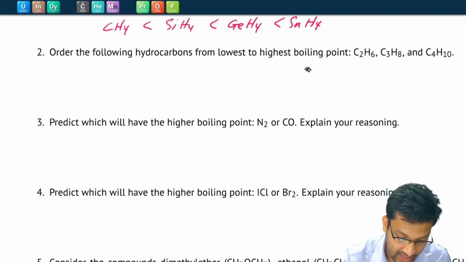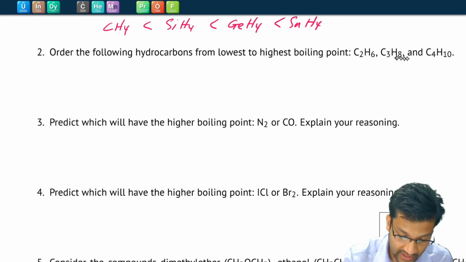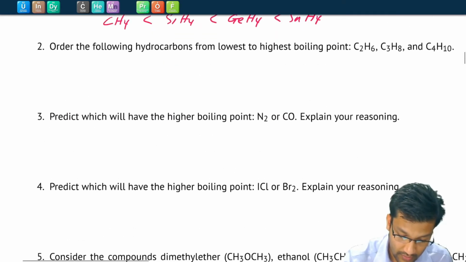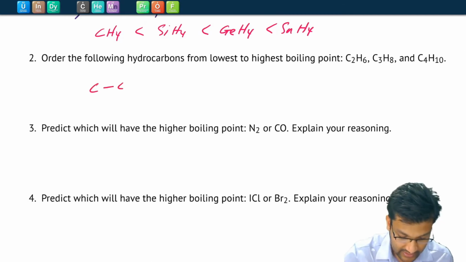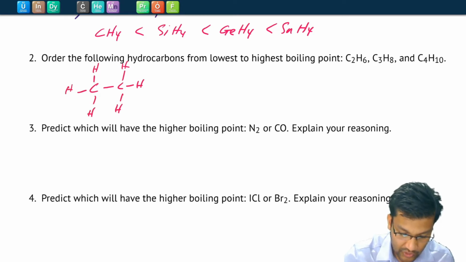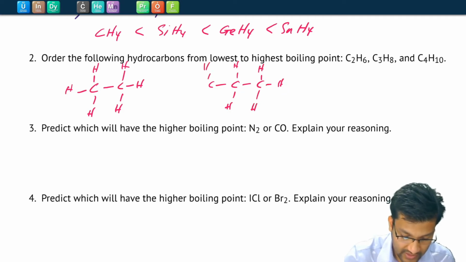Okay, so we have hydrocarbons for number 2: C2H6, C3H8, and C4H10. If I were to draw these, C2H6 would look something like this. If you keep drawing them, all I'm doing is making the carbon chain longer and longer, but I'll stop at just two of these to show you what's going on.